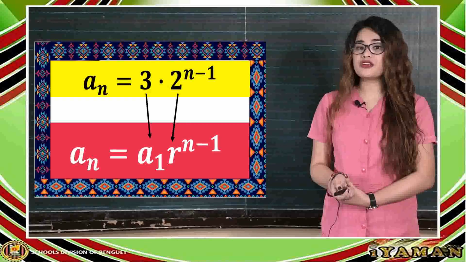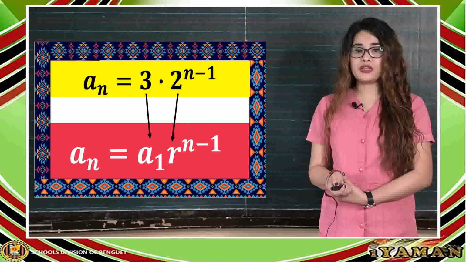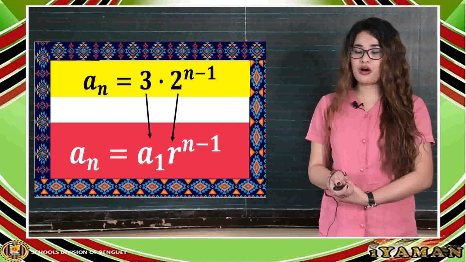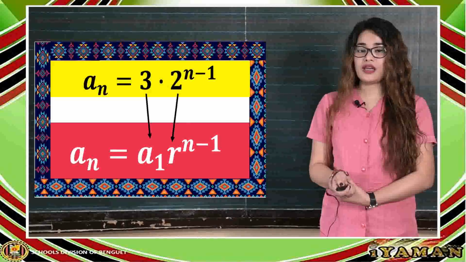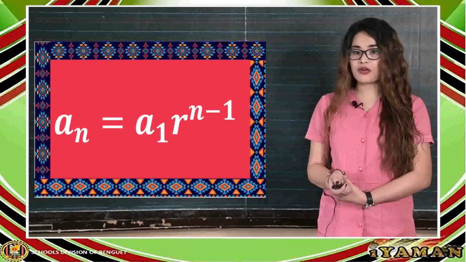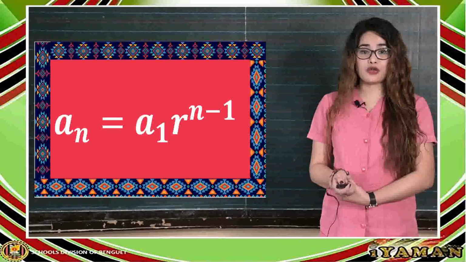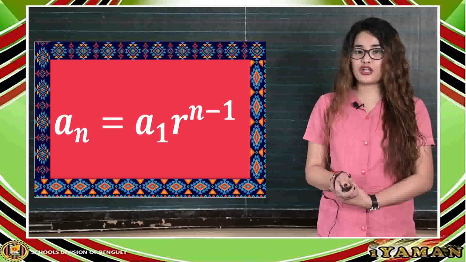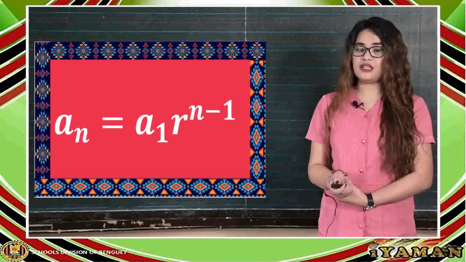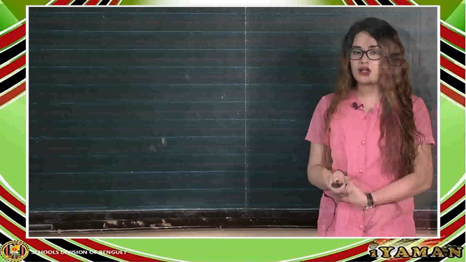With that illustrative discussion, we can say now that the nth term for a geometric sequence with first term a sub 1 and a common ratio r is given by a sub n is equal to a sub 1 times r raised to n minus 1. So, if you're given a geometric sequence and you're asked to find terms, you can just plug in or substitute the numbers into the general formula.